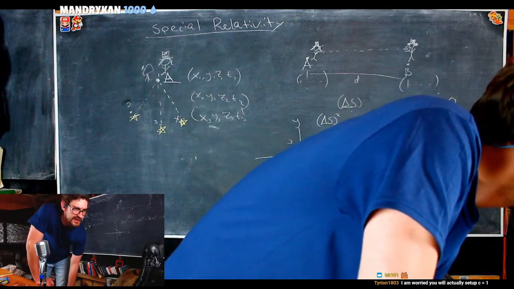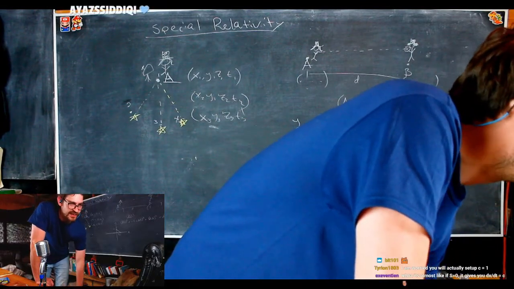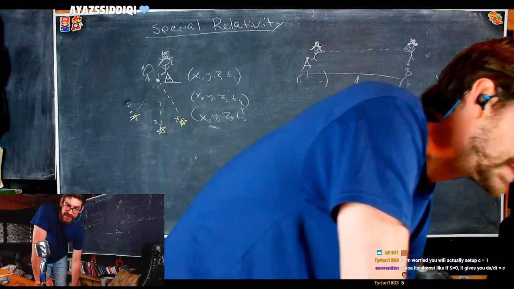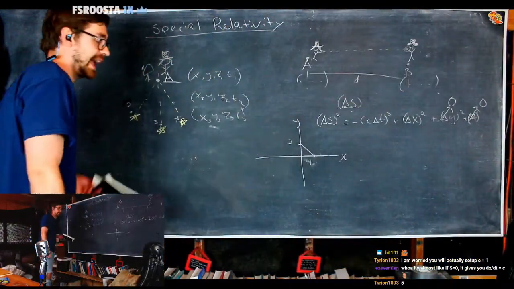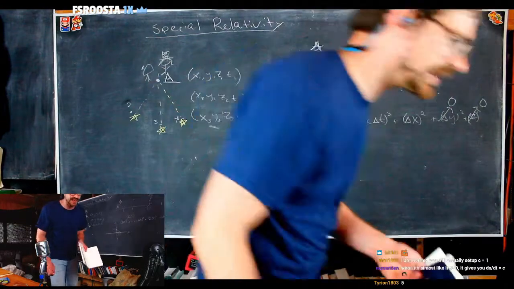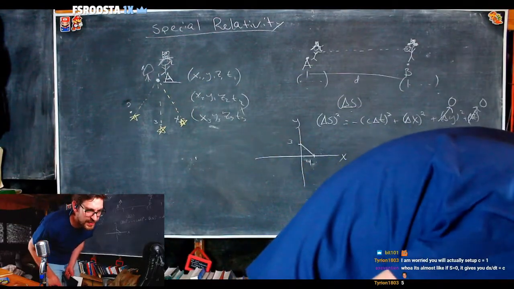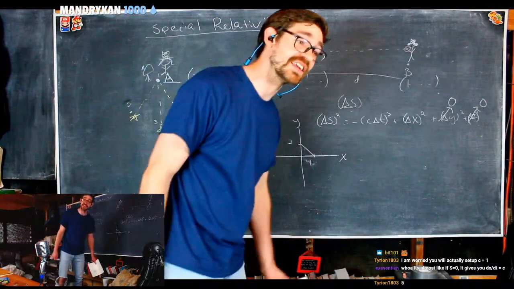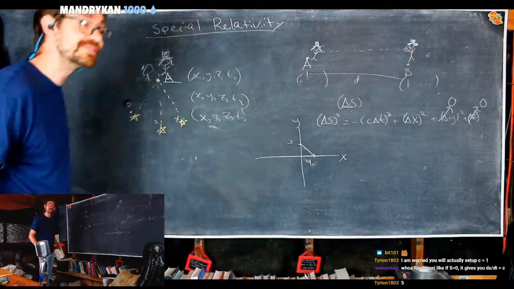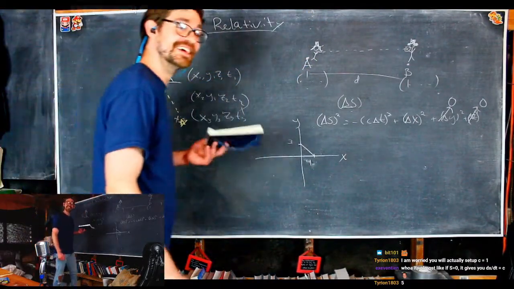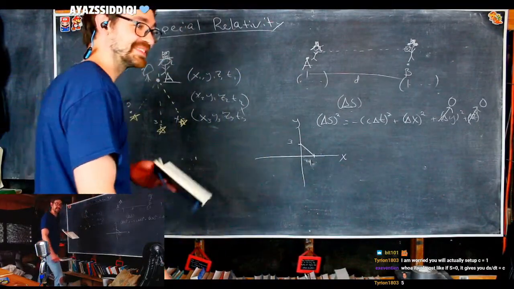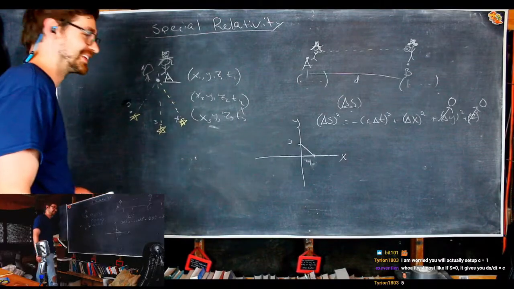I am worried you will actually set up c equals 1. Oh, I 100% plan to set c equal to 1. That's going to happen very soon. Tyrion's right, it's 5. Whoa, it's almost as if s equals 0 gives you dx dt. Not yet, expansion. That's the fun part. You're ruining it. We will do that. But don't spoil it for the others.